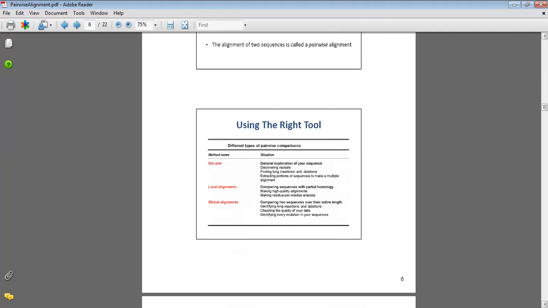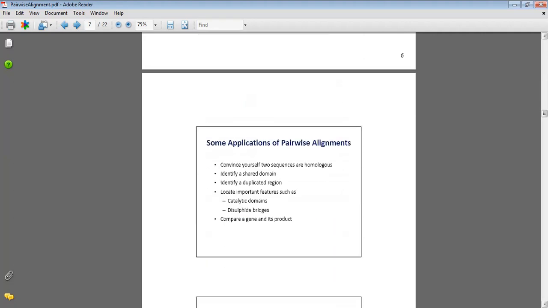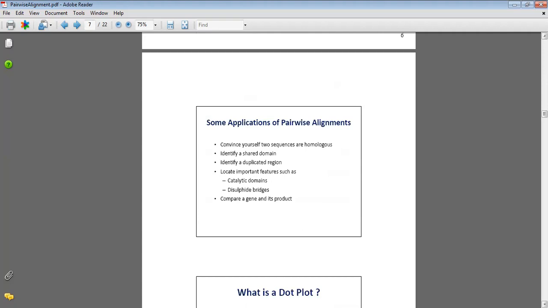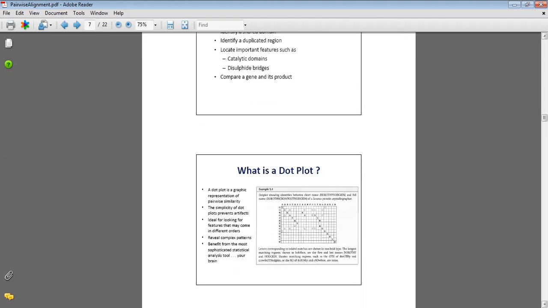In a local alignment, as I told you in a previous lecture, we have to find the local region of similarity. In a global alignment, we have to find the similarity between the two sequences across the whole genome. Some applications of pairwise alignment are to convince yourself that two sequences are homologous, to identify shared domains, and to identify duplicated regions and important features such as catalytic domains and disulfide bridges, and to compare a gene and its product. And what is the dot plot method?